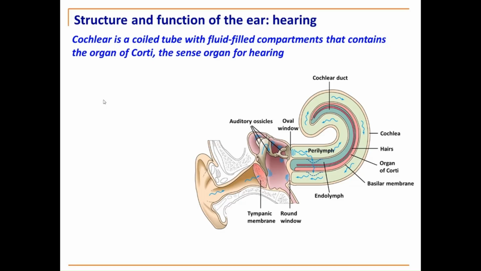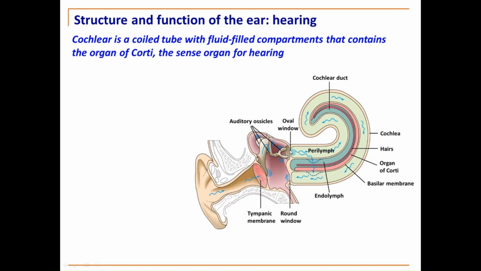So the cochlea itself is a coiled tube with fluid-filled compartments that contains the organ of Corti. And that's the sense organ for hearing, with associated hairs that can move as the waves move. So what's really happening is the sound comes in through the external acoustic meatus, causing the tympanic membrane to vibrate, the auditory ossicles to vibrate, the oval window to vibrate, and that causes the perilymph to vibrate.